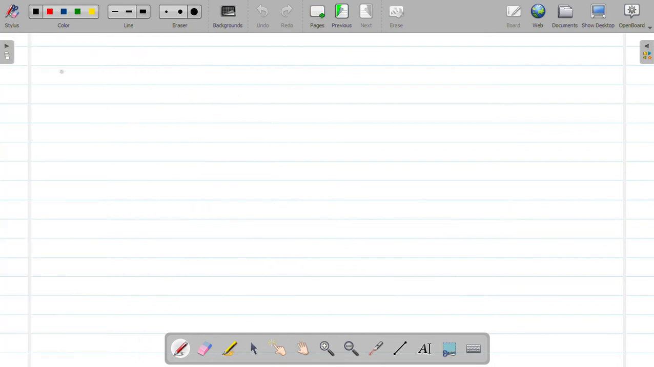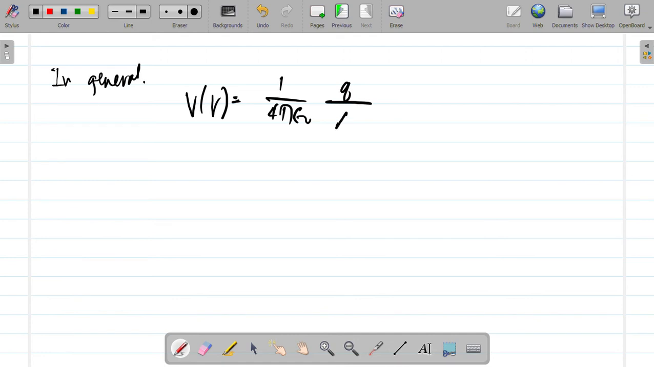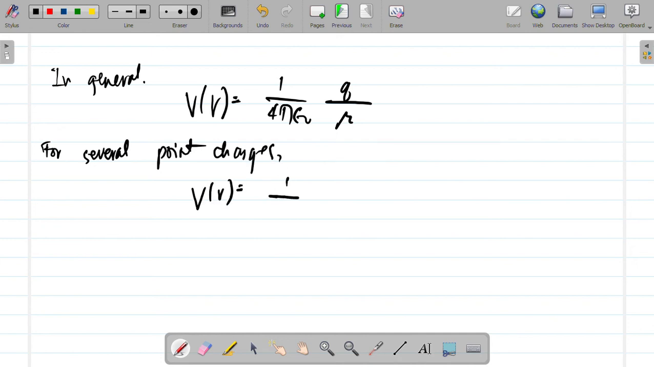In general class, we have V of R equals 1 over 4 pi epsilon naught, for a discrete point charge, Q over R. Tama? Kapag wala na sa origin yung charge natin, script R na siya. So kung for several point charges naman, we have V of R equals 1 over 4 pi epsilon naught summation i equals 1 to n Q sub i over R sub i.